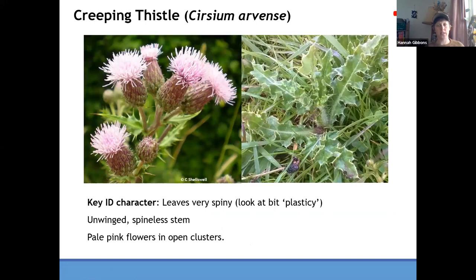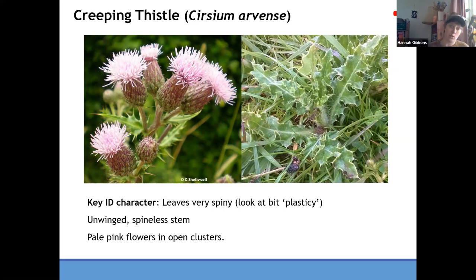Creeping thistle is another negative species for arable field margins. Obviously, it does provide a good nectar source for some species, but on the whole, when it starts to dominate, it really negatively affects the community.